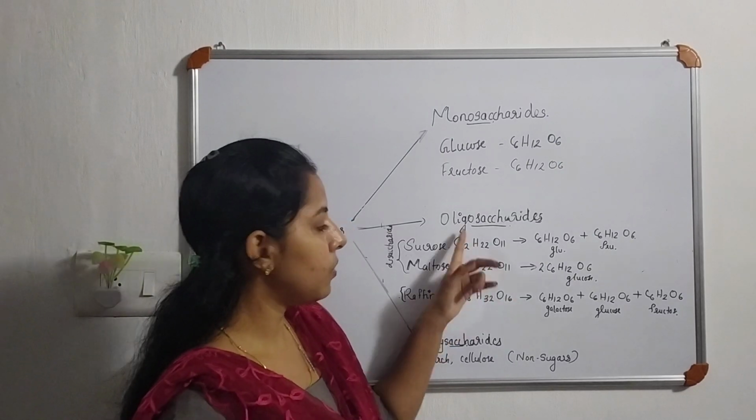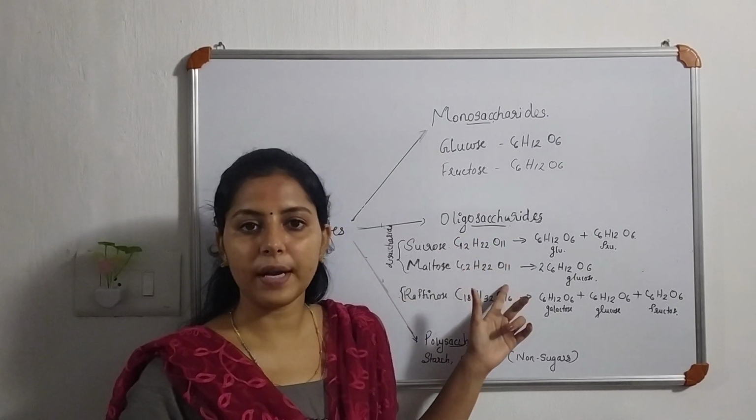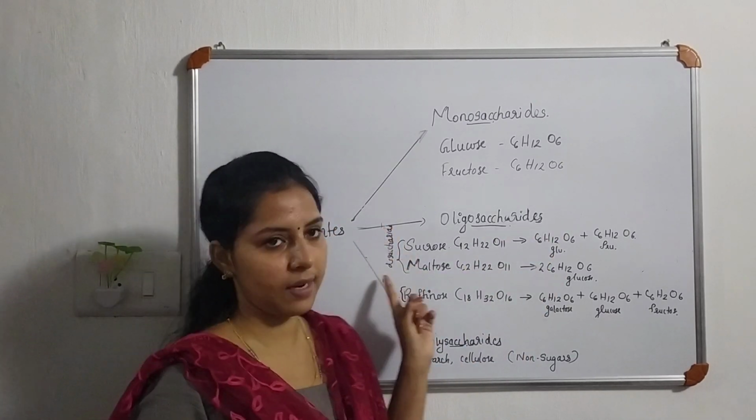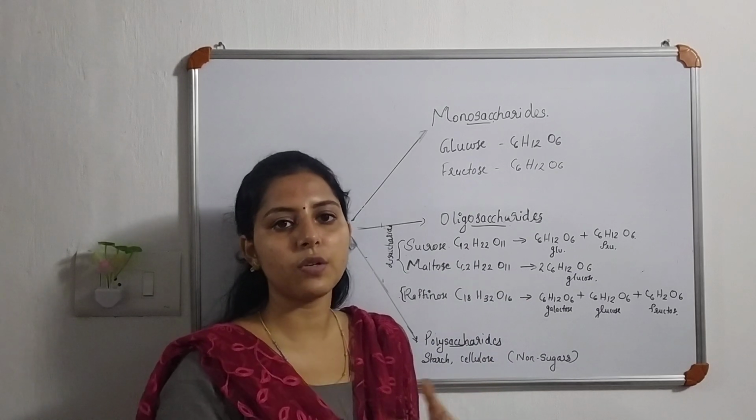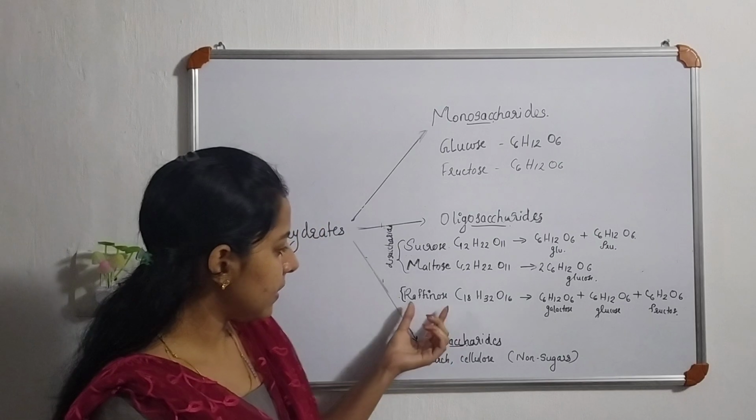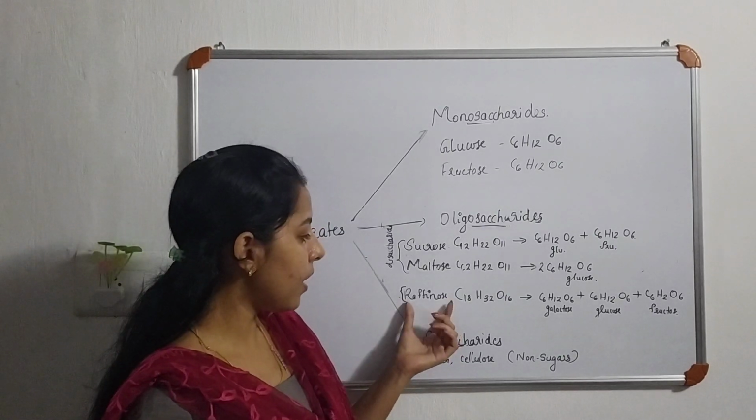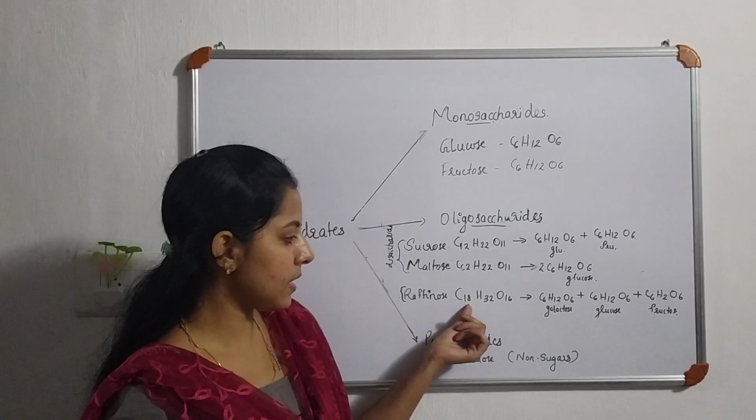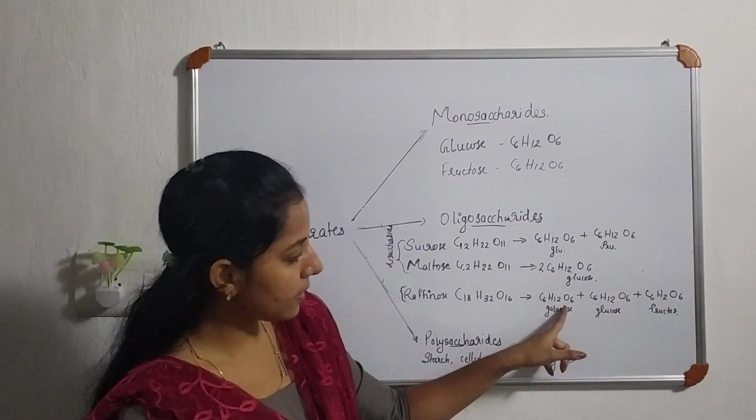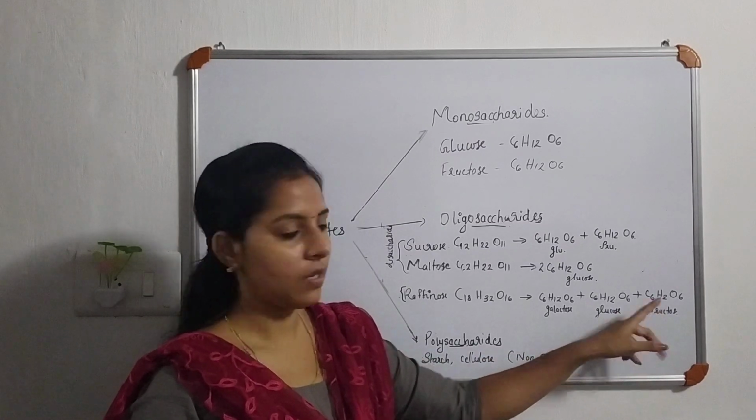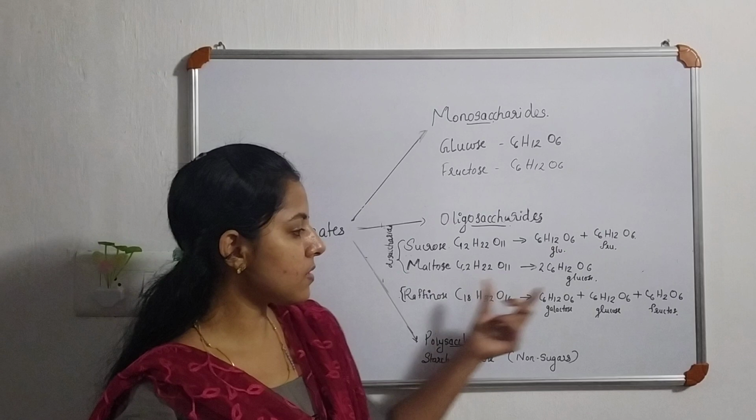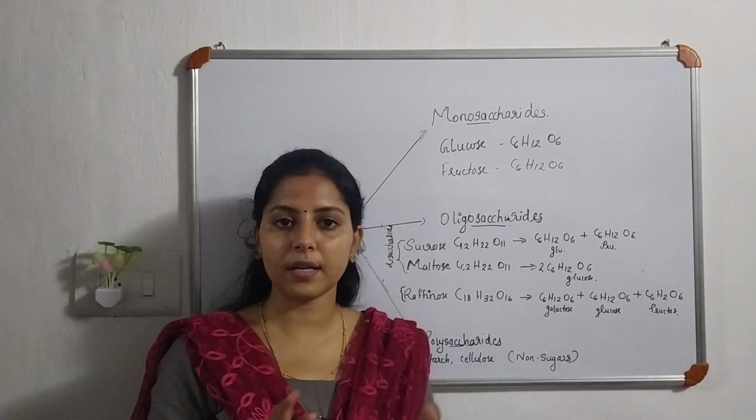So these two carbohydrates are oligosaccharides, and they can be termed disaccharides because they give 2 molecules of monosaccharides on hydrolysis. Again, another one is raffinose. Its chemical formula is C18H32O16, which on hydrolysis gives galactose, glucose and fructose, 3 molecules of monosaccharides.